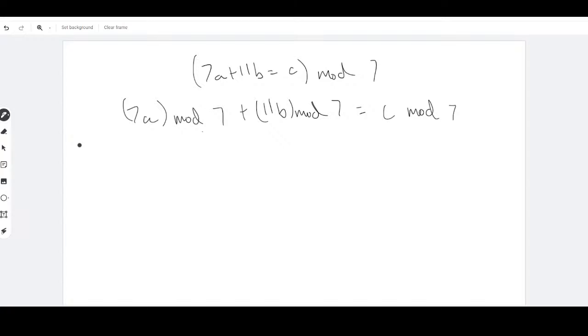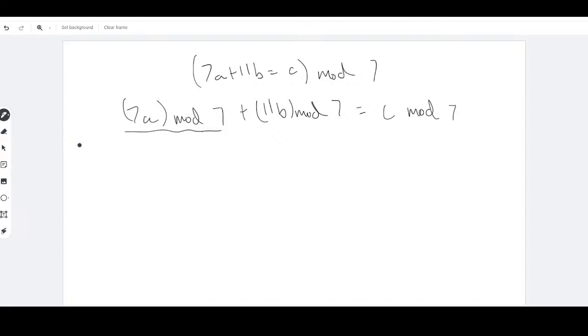So why are we choosing to do mod 7 here? Well, if you look at this term, 7a mod 7, so a is an integer, right? Which means that 7 times a is always going to be a multiple of 7, right?